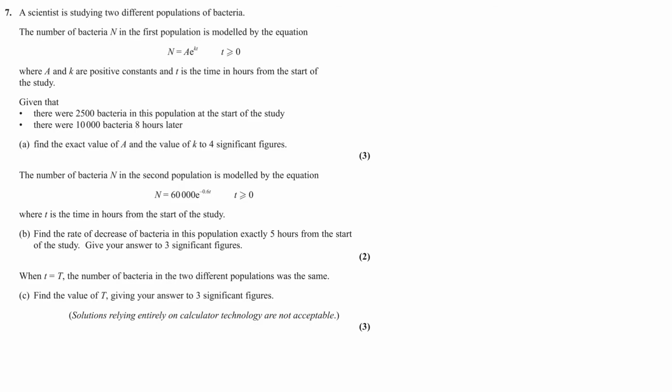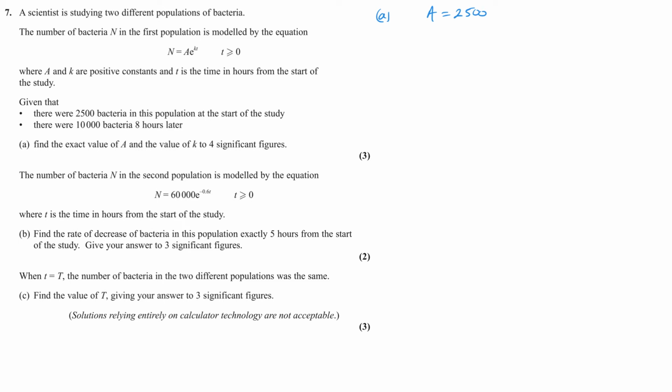Okay, so for part A, we're going to find the exact value of A and the value of K to 4 significant figures. So there were 2,500 bacteria at the start of this study. So when t equals 0, e to the power 0 is 1. So A is just going to be equal to 2,500. So I can right off the bat do that because 2,500 at the start is A e to the power 0. Okay, so that's the start.